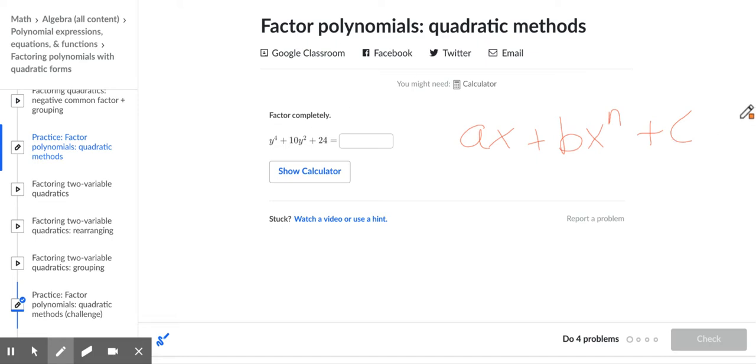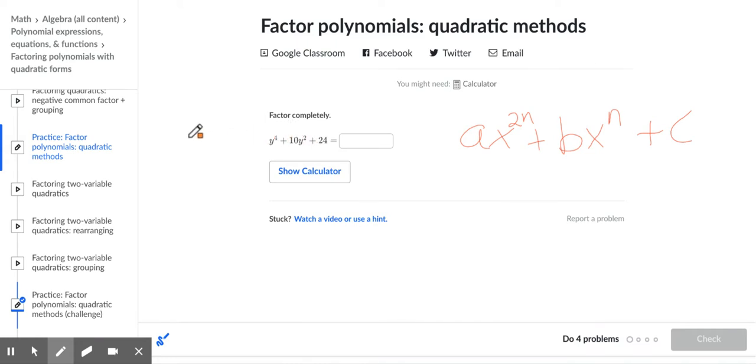So if this power is n, any number n, then this power has to be 2n. So simply put, the power here has to be 2 times the power here. So notice this power is 2, this power is 4. It's twice this power. So this power multiplied by 2 is 4.